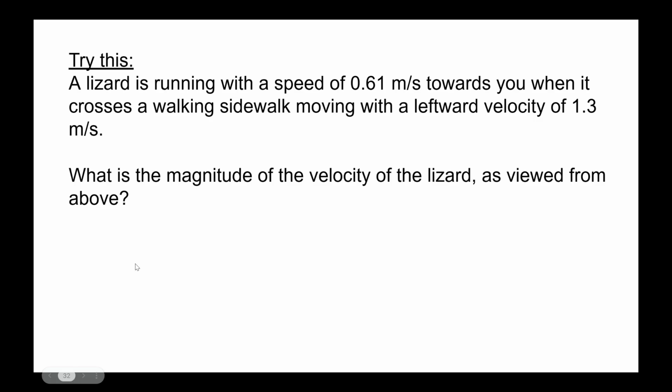Now, I would say, pause and go ahead and try this problem. What you could also do is wait a moment for me to set this problem up on my paper, and then you can pause it there and try to solve for it.